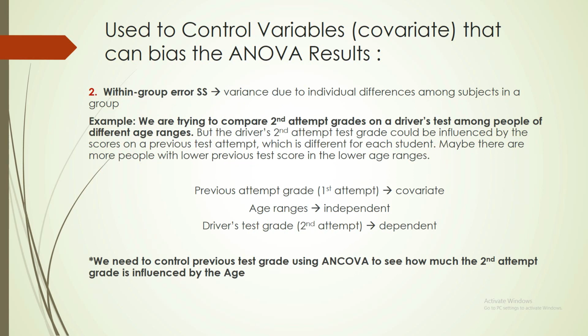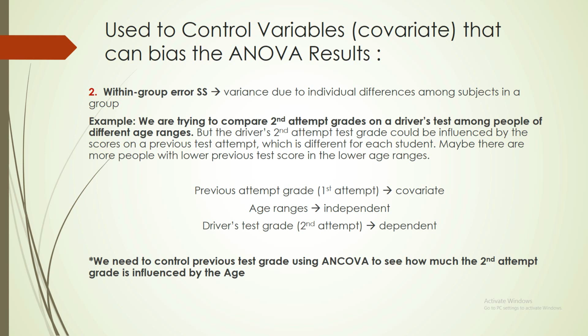And secondly, ANCOVA can also control variance of the dependent variable that was contributed not from something like a categorical variable. It could be a variable that's very continuous, and it's different for each of the individuals in the study data. So for example, we have a situation where we are trying to compare the driver's test grades of people from different age ranges.